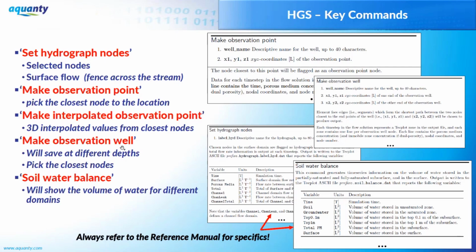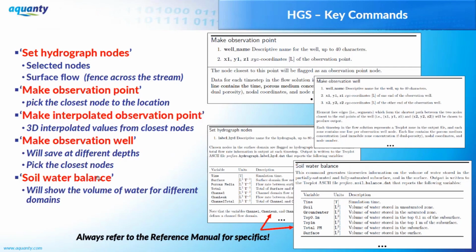You have make observation well, and this is the one I was talking about. This one is different because you can select more than one node, and it will create a file that will give you all the heads and other values with depth.